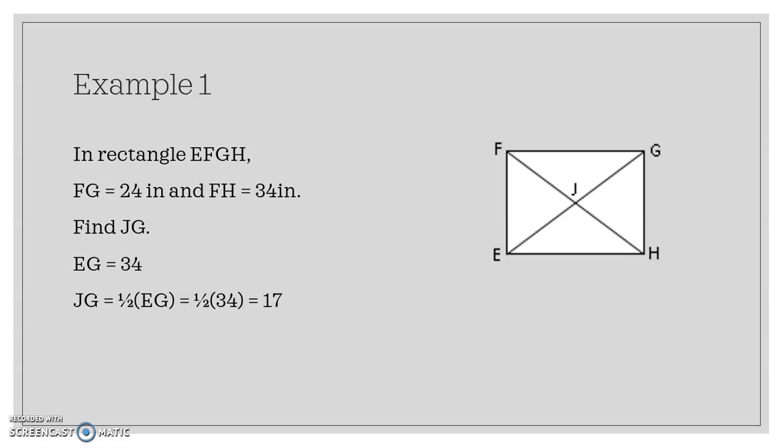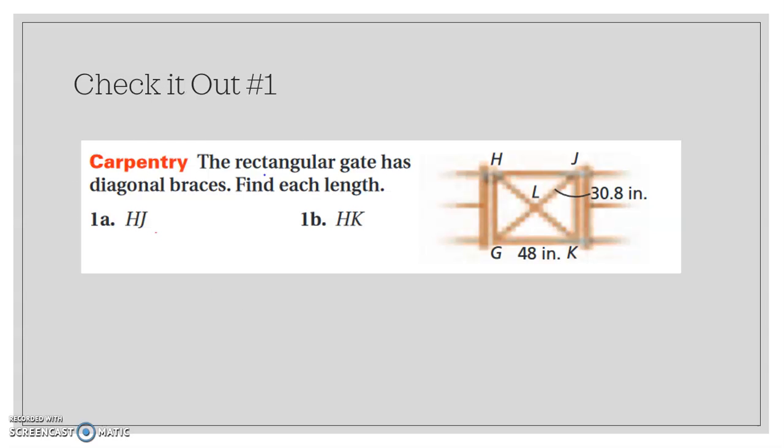So I have two more questions for you. I have a gate that's in a rectangular shape, and these braces are the diagonals. Okay, LJ is 30.8 inches and GK is 48 inches. So you're going to find HJ and you're going to find HK. Okay, so pause the video, find both of those, and then press play to see if your answers are correct.